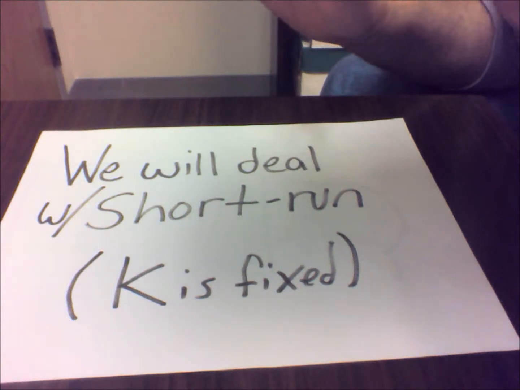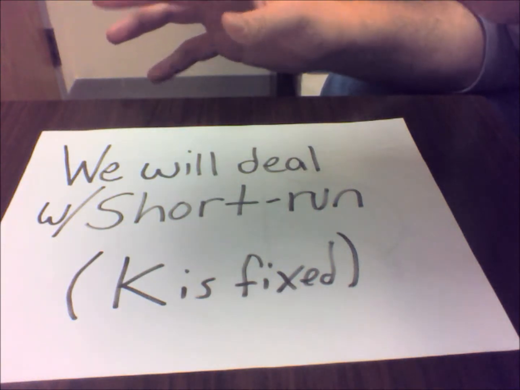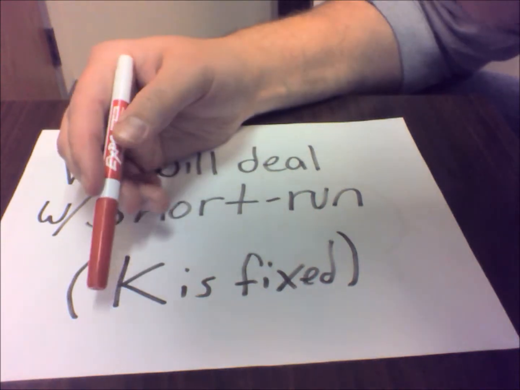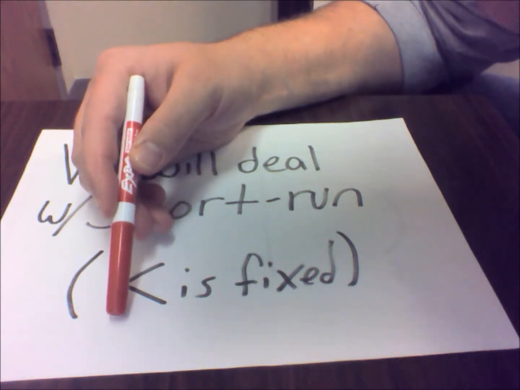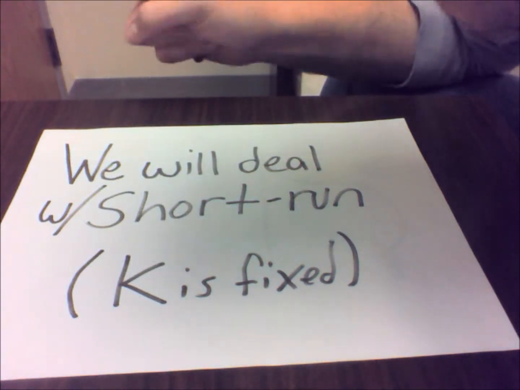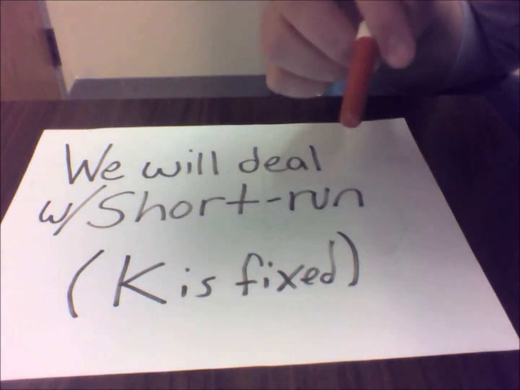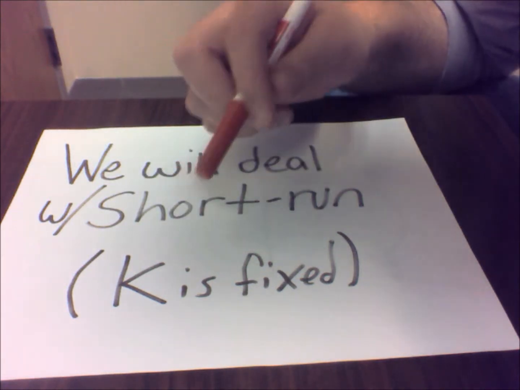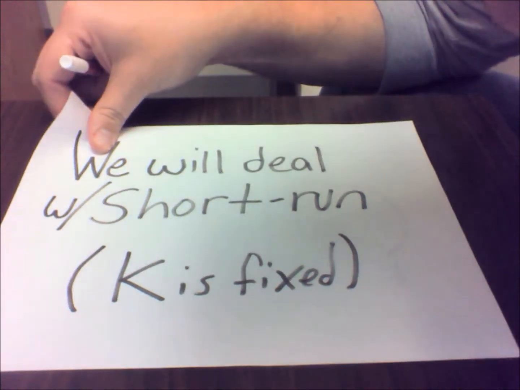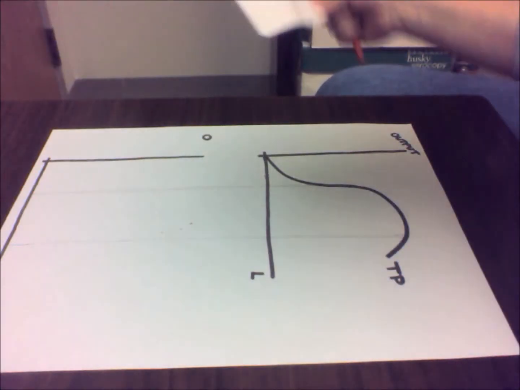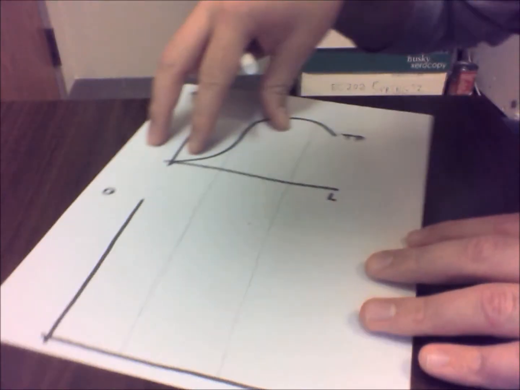So if a firm wants to produce more of its output, it's going to have to hire more labor, because the amount of capital that it has is fixed. And there are only two inputs that can go into its production process, capital and labor. So if capital is fixed and it wants to produce more output, the only thing it can do is hire more labor. So let's see what that means for a firm's production process.